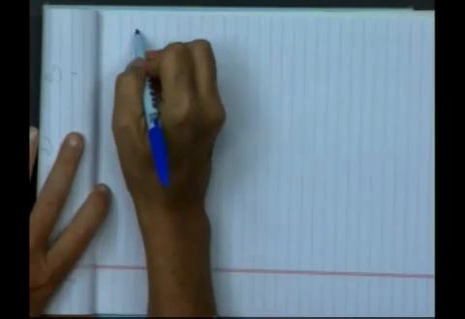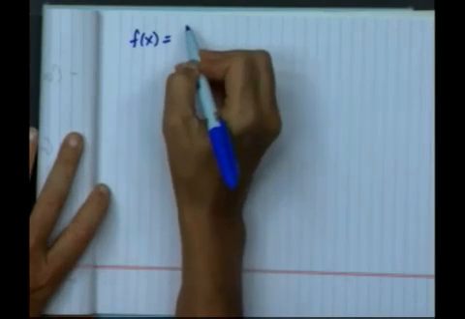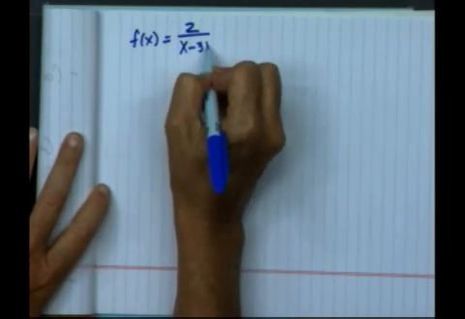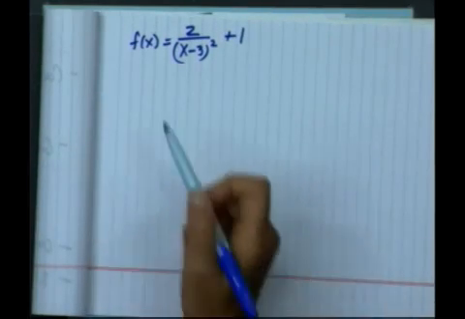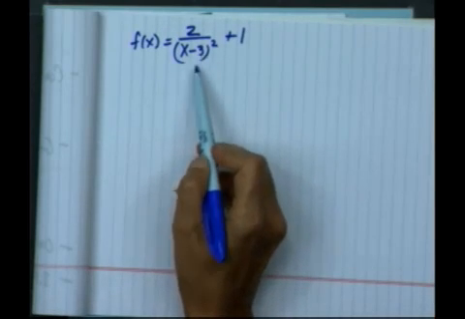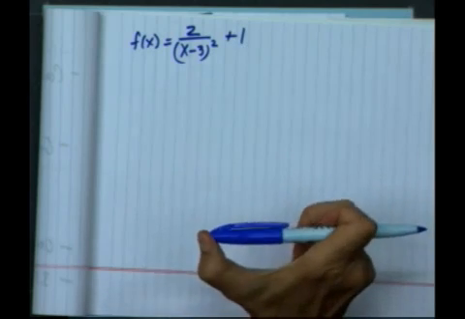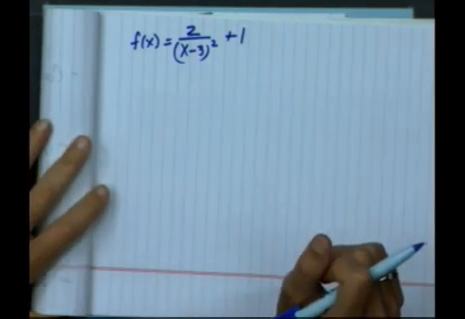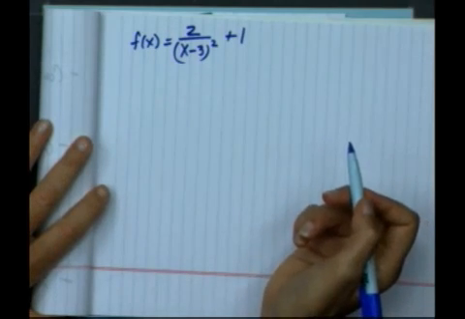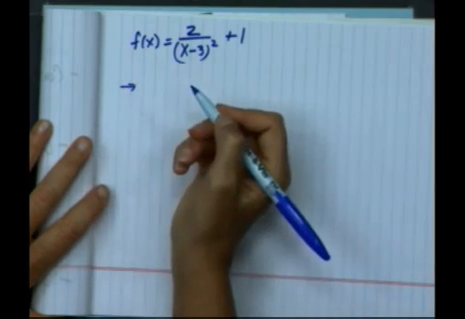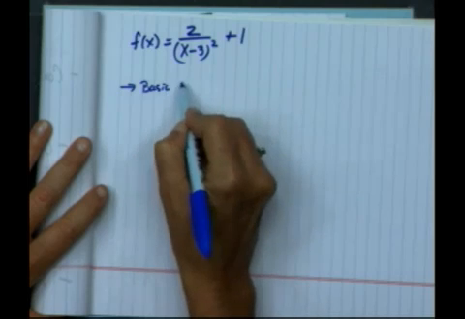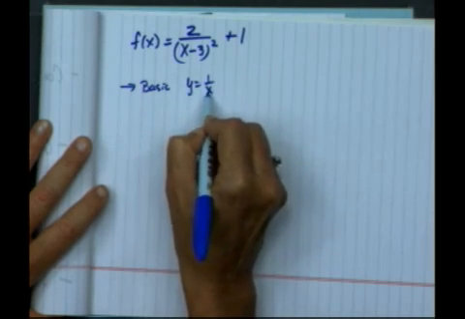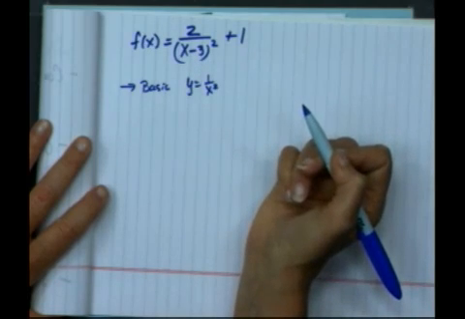All right, so what we want to do is consider the function f of x equals 2 over x minus 3 quantity squared plus 1. Let's just write out everything that we know. We're going to analyze it. What's your basic function here? y equals 1 over x squared, since you got that x minus 3 quantity squared there.